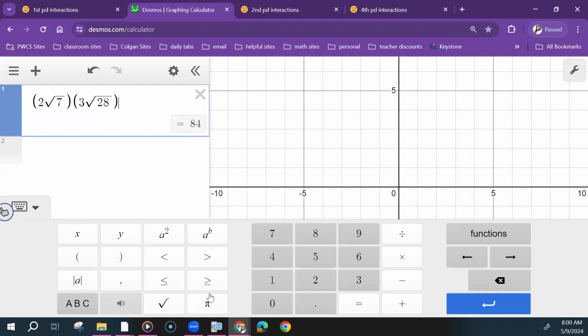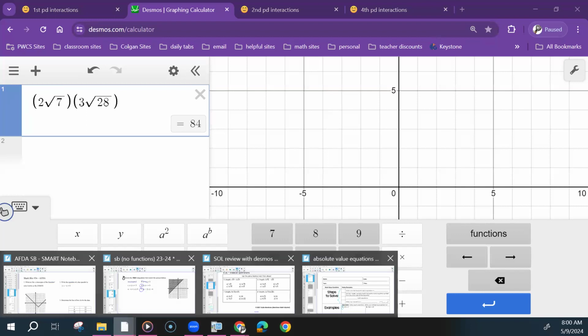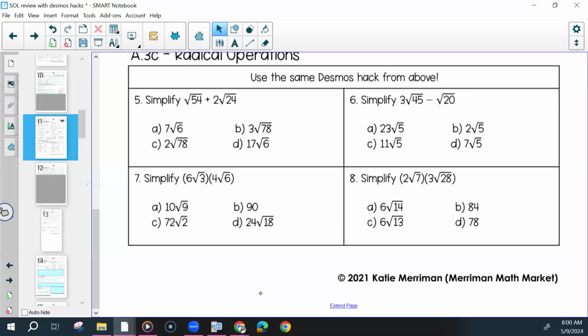Want to see this algebraically? Did anyone else want to see this algebraically? Do that really quick.